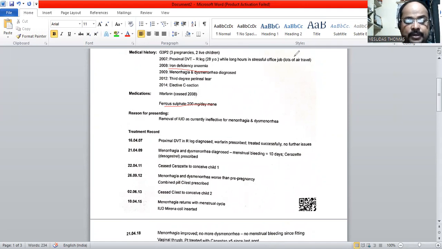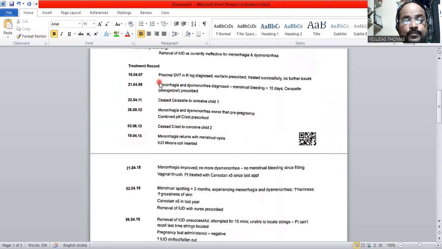Now, the reason for the presentation: the removal of the intrauterine device, which is currently ineffective for menorrhagia and dysmenorrhea. She finds that the intrauterine device is not helping her to stop her complications. So she was advised for the device removal, and this is the reason for her presentation right now. Now we have to go in detail with the treatment record.